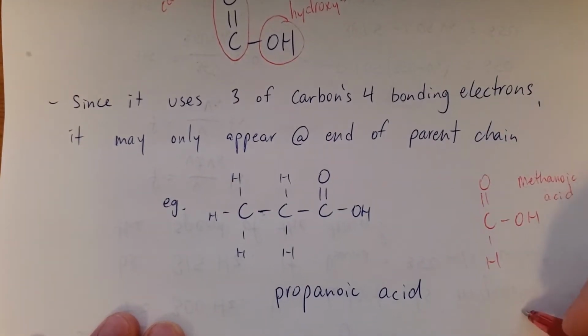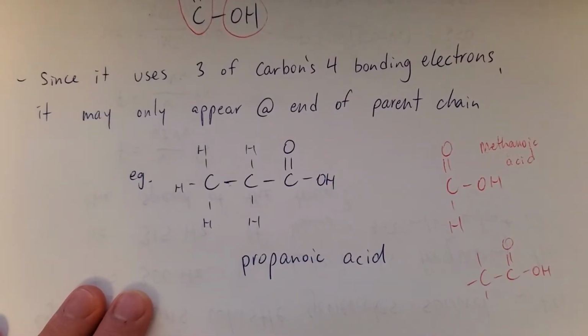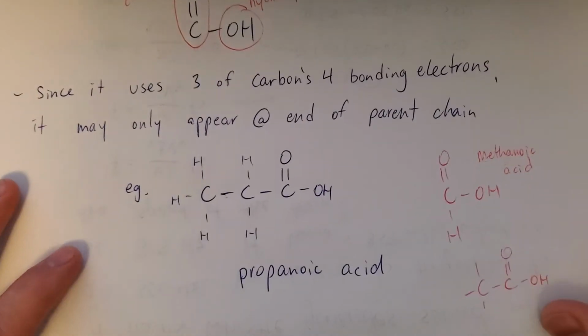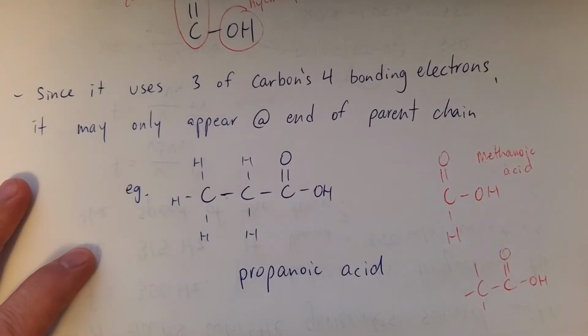So you can imagine what ethanoic acid would look like. It would look like this. So there's ethanoic acid. There's no other naming conventions because there's only one place for the carboxylic group to go, right on the end.